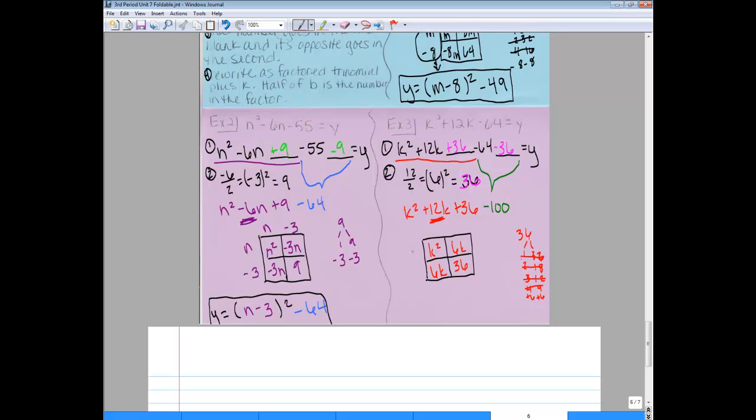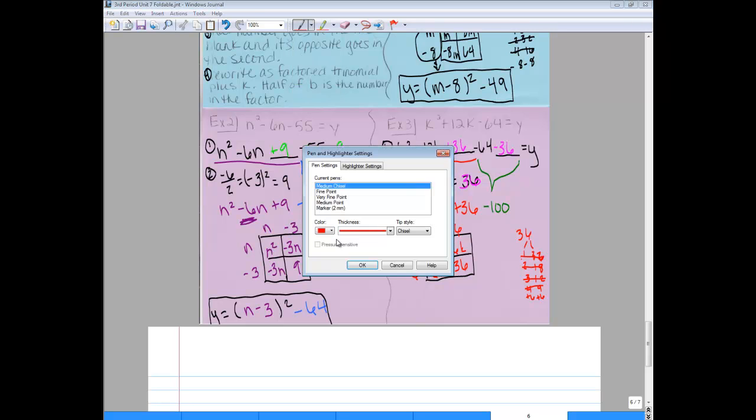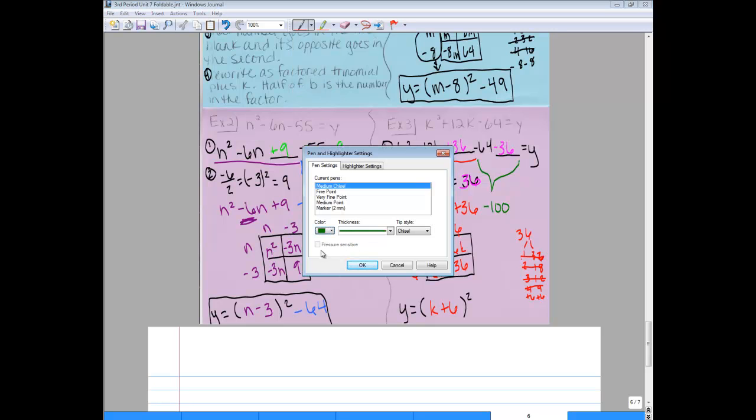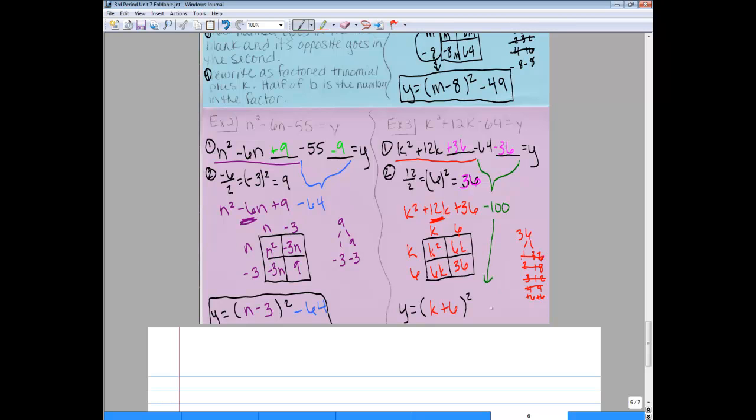What are factors of k squared? K and k. What times k gives me 6k? 6. What times k gives me 6k? 6. So now whenever we write our answer, it's y equals something squared, and your red is what will go in that parentheses. It's just k plus 6. And then do not forget about your green. Remember I told you it has to be saved to the end. Well, it still has to come down. So minus 100. And then that is our answer.